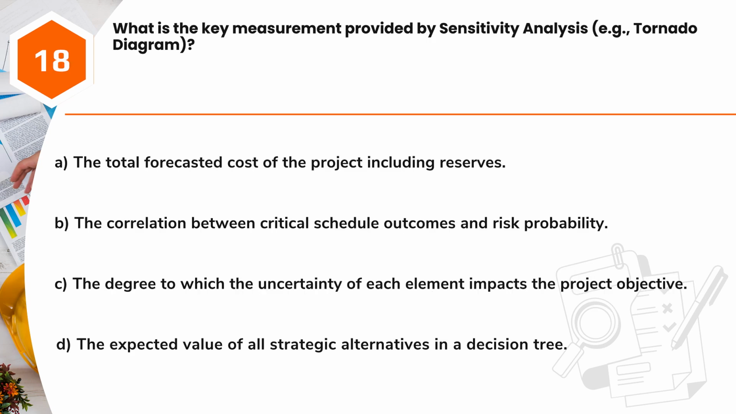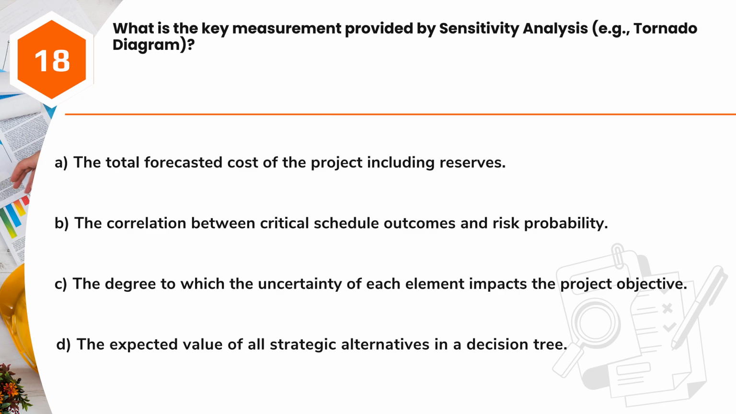Question 18. What is the key measurement provided by sensitivity analysis, e.g., tornado diagram? A. The total forecasted cost of the project including reserves. B. The correlation between critical schedule outcomes and risk probability. C.